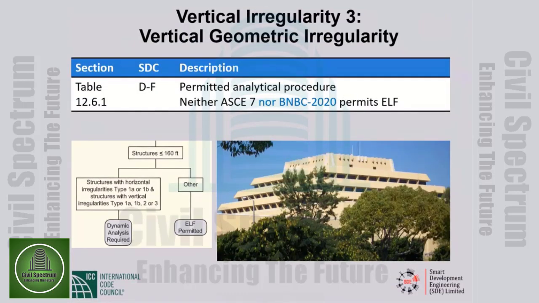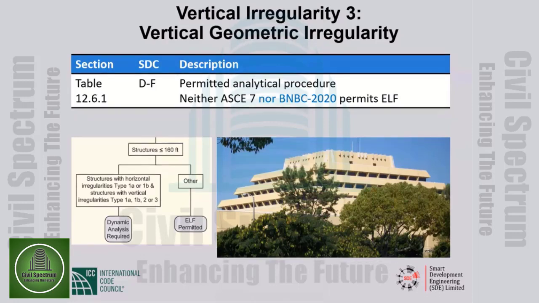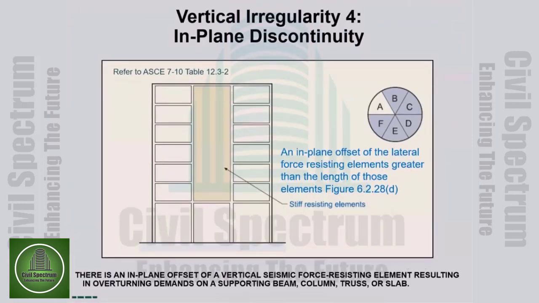The next, okay, no, continue with vertical type 3. If you have that, the ASCE 7 restriction is that you will have to do dynamic analysis. That's the only thing that gets invoked. And this is true of BNBC 2020 also. Vertical type 4, in-plane discontinuity. This one is very important and quite common.